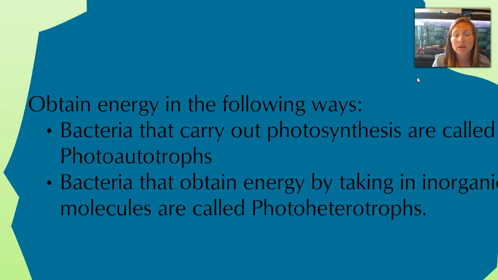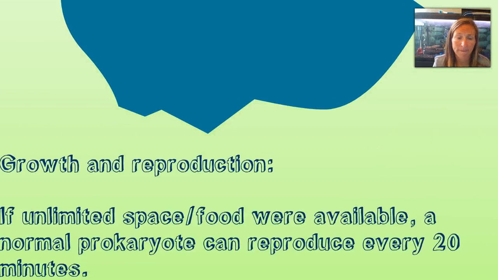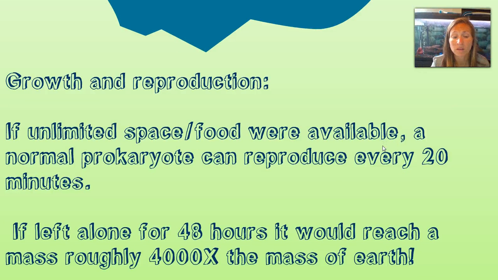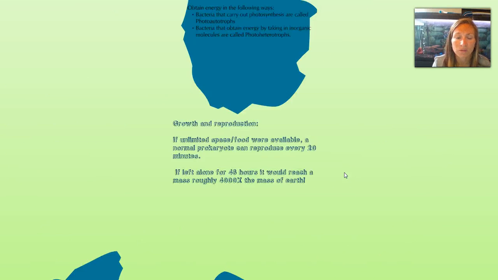Now, bacteria obtain energy in the following ways. They can carry out photosynthesis, and they are known as photoautotrophs, or they can obtain energy by taking in inorganic molecules, and those are known as photoheterotrophs. If unlimited space and food were available, a normal prokaryote can reproduce every 20 minutes, and if left alone for 48 hours, it would reach a mass of roughly 4,000 times the mass of the Earth. Now, we know there are limiting factors out there, so that isn't necessarily a problem, but that just shows you how fast they can reproduce themselves.